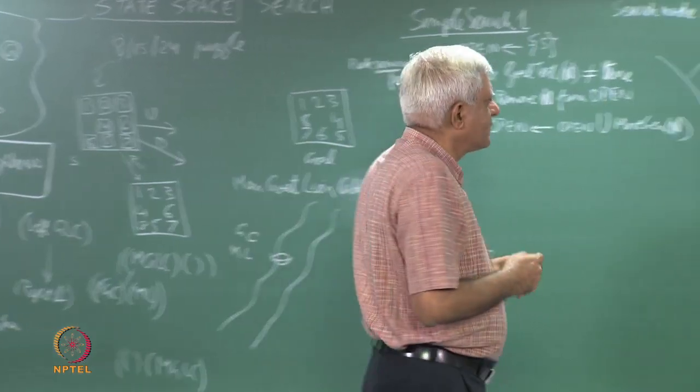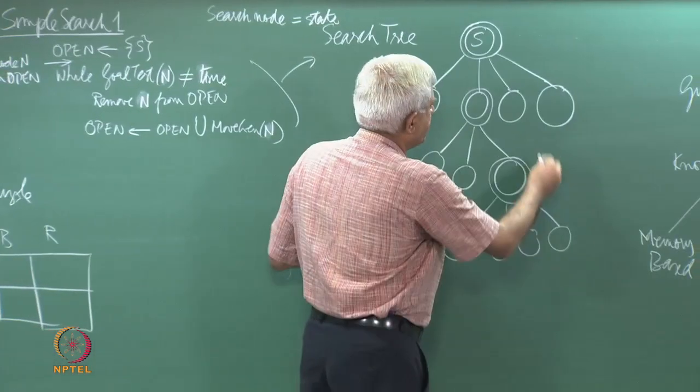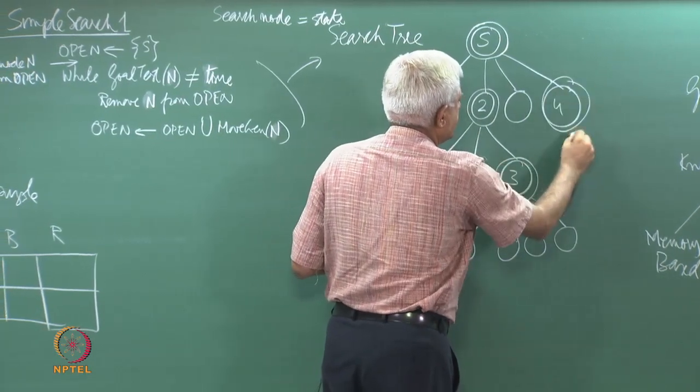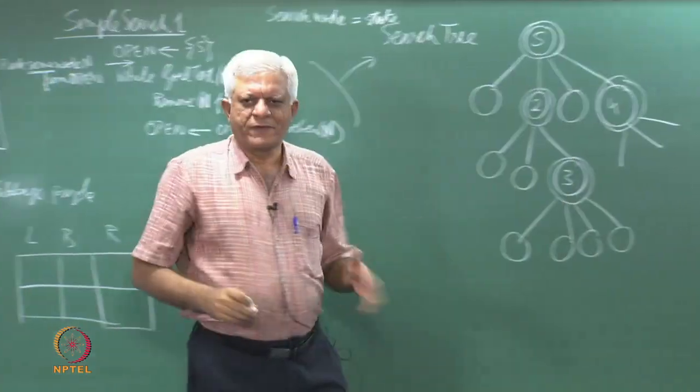We have to find a way of solving this. It does not have to be this one, the next one could be, so this is let us say number 2, this is number 3, this could be number 4. We have not specified which node to pick, we will do that in a moment.